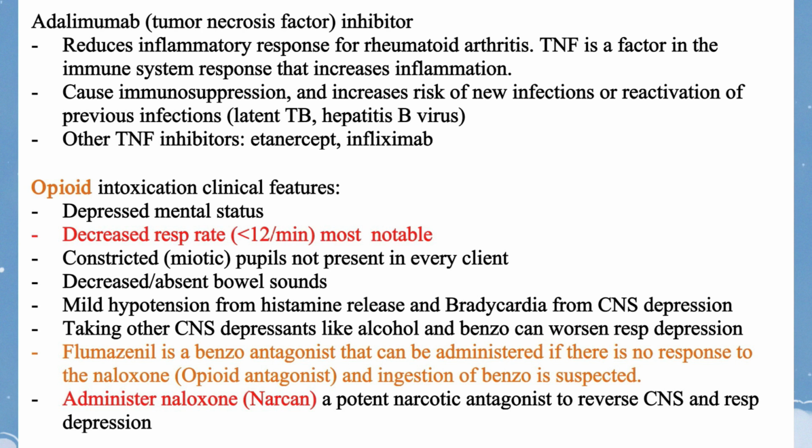Taking other CNS depressants like alcohol and benzodiazepines can worsen respiratory depression. Flumazenil is a benzodiazepine antagonist that can be administered if there is no response to the naloxone and ingestion of a benzodiazepine is suspected. Naloxone, Narcan, a potent narcotic antagonist, reverses CNS and respiratory depression.